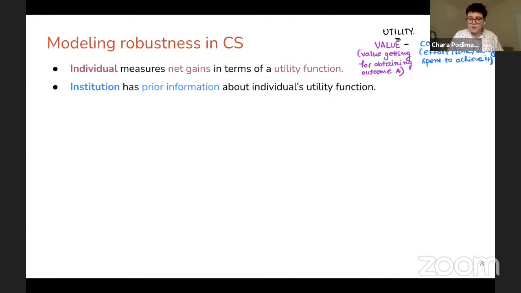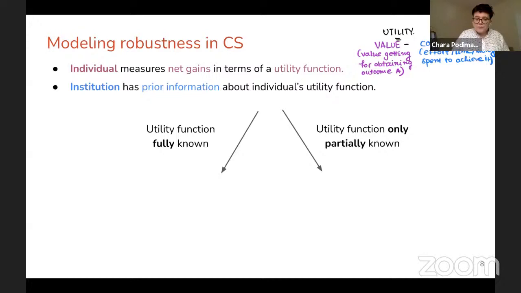Now, the institution, the other actor that's playing in this quote-unquote game, has some prior information about the individual's utility function. What does this prior information look like? Well, it can take two forms. Either we assume that the institution has full knowledge of the individual's utility, or they have only partial knowledge of the individual's utility. Now, why would you ever assume that they can have full knowledge? Well, you can have super reliable market research and you think that this is almost exactly how they behave historically. On the other hand, if you're not quite certain, there's some uncertainty and you don't want to risk it, then you assume that the institution has only partial knowledge of the utility function.